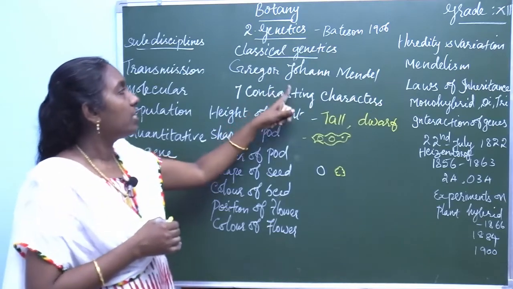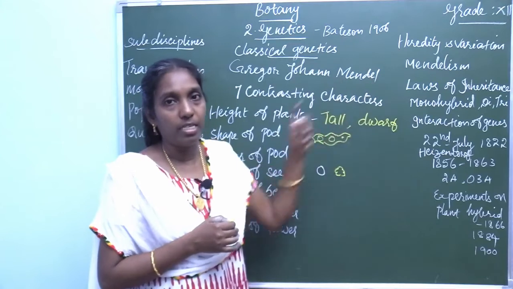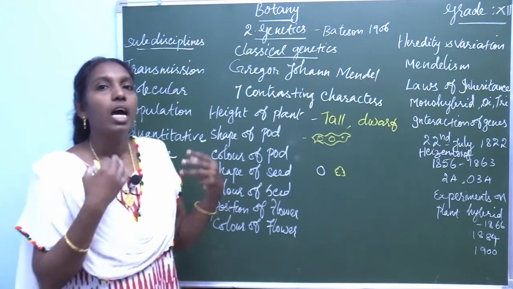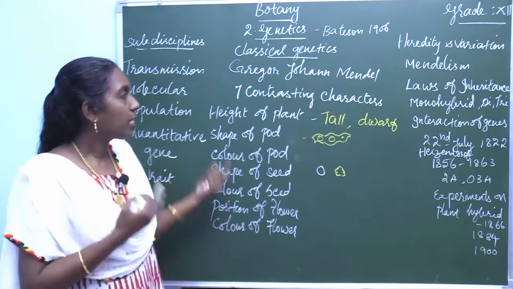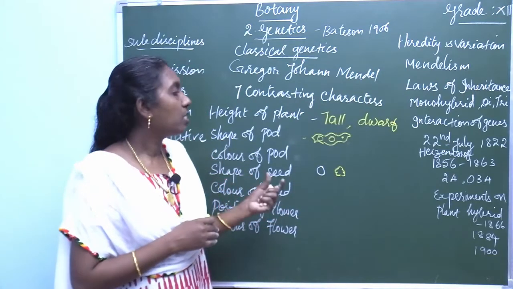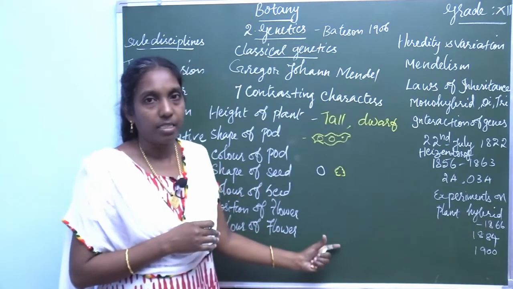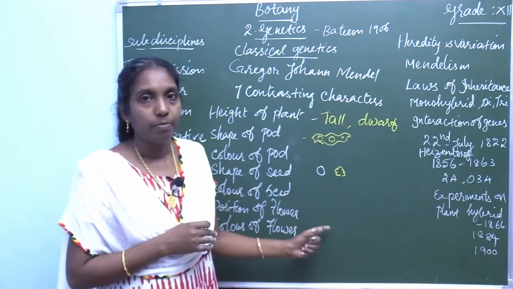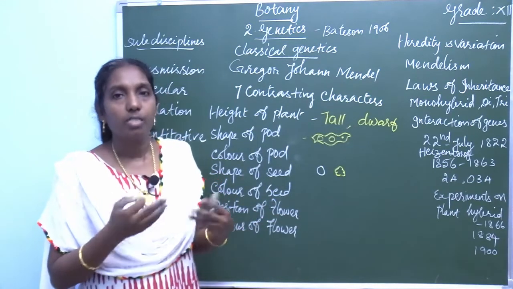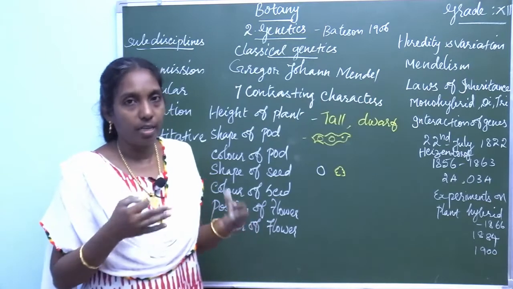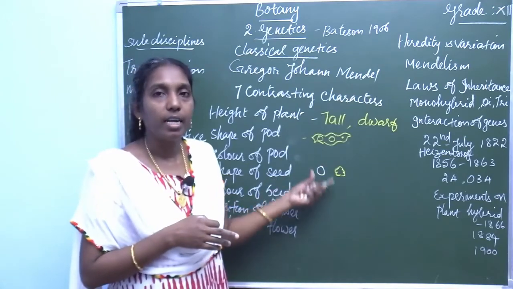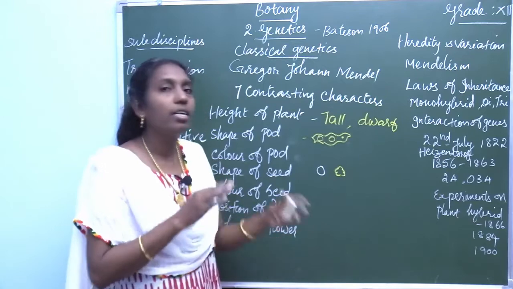Now, the father of genetics, Gregor Johann Mendel, was the first person who performed a number of hybridization experiments. For his experiments, he selected the garden pea plant, Pisum sativum. He selected this plant because it is an annual plant, so within 1 year it completes its life cycle. It is easy to do more experiments within a year, and he had to complete his research within a few years. This is one of the reasons he selected this plant, and it shows clear contrasting characters.